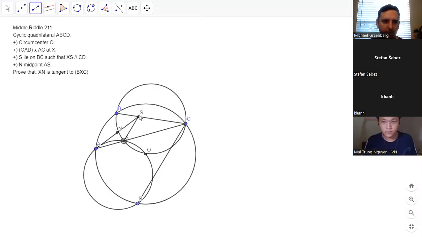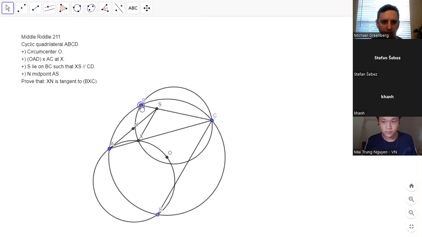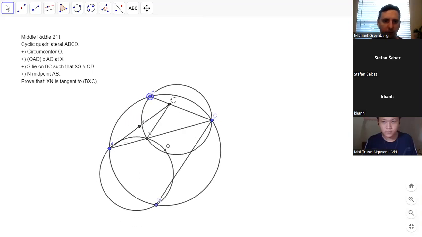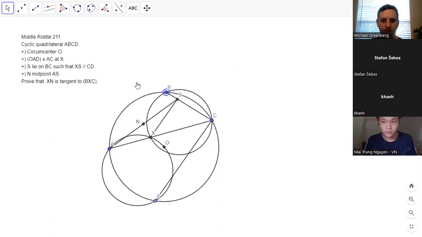All right. Is this the best way to draw this? I'm not sure. I kind of like that. So yeah, AOD is isosceles.